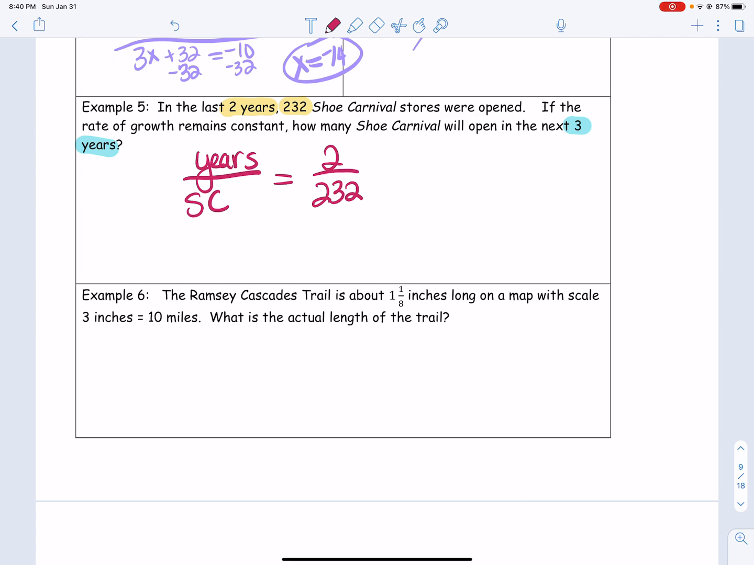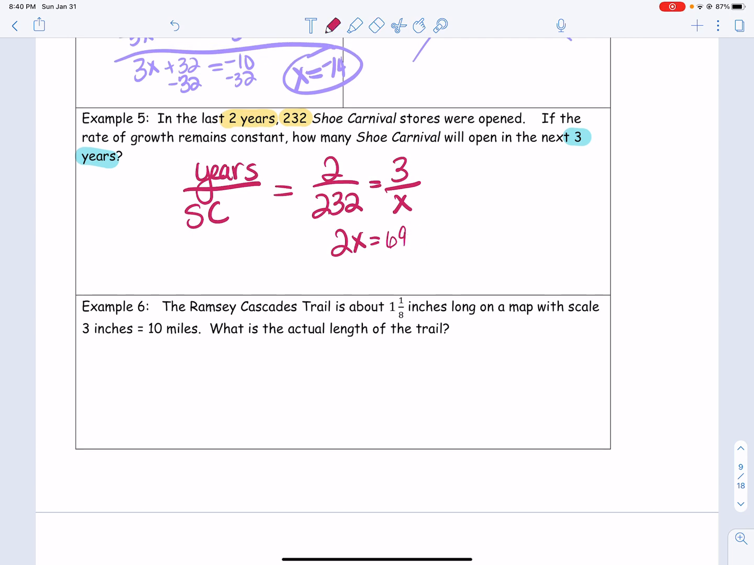Now, you're not in class, but I could have done it the other way, and I'm going to show you that here in a second. And so then if I do this, it's going to be 3 years over x. So when I cross multiply, sorry, I have to get out my calculator. I don't know that one in my head. So when I cross multiply, I have 3 times 232. So that gives me 696. Then I'm going to divide both sides by 2. So I divide by 2, and I get x equals 348 stores.